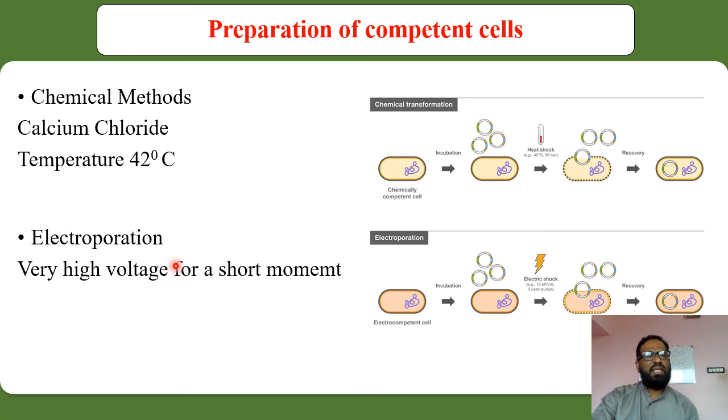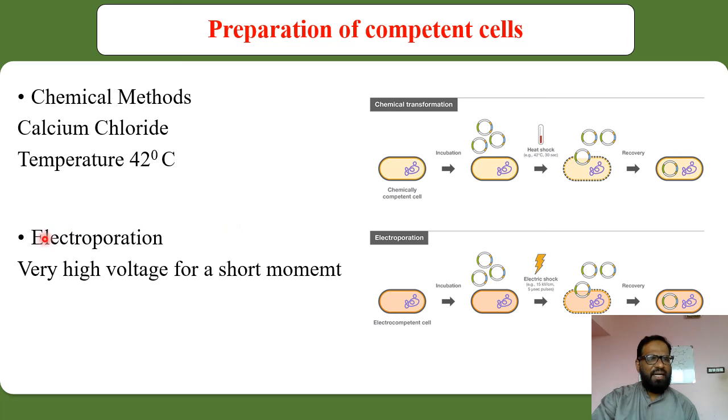We have two different methods. One is called the chemical method, and the second is called the electroporation method. Electroporation techniques are very harsh, and the unit itself is very costly. Very high voltages are used for a very short time. During that time the plasma membrane will expand because of the shock, the current shock. Once it is expanded, the DNA molecule will enter. In this way the transformation is carried out by the electroporation technique.